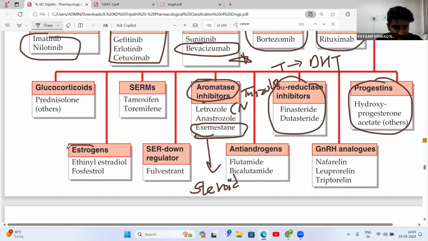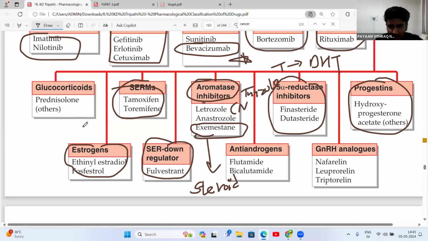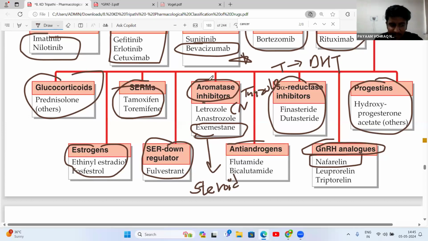Understood? From estrogens we have ethinyl estradiol, very important. Among selective estrogen receptor down regulators, fulvestrant. Tamoxifen is a selective estrogen receptor modulator. From corticosteroids, prednisolone, and from gonadotropin releasing hormone analogs we have nafarelin. And from anti-androgens, very important: flutamide, bicalutamide. Do not get scared, but anti-androgenic agents are also very important. My voice suddenly modulated. Have we understood this?